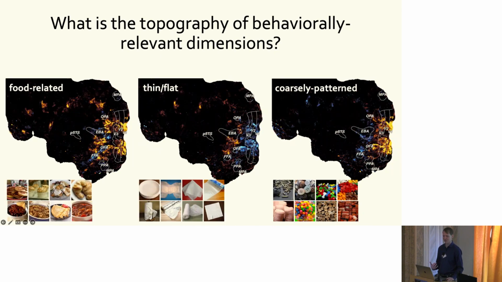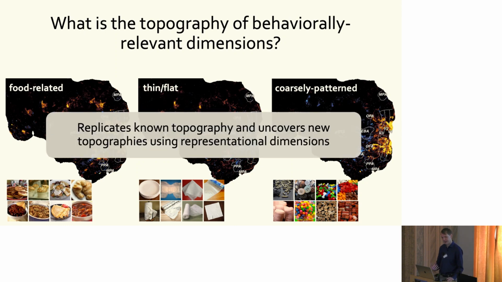But of course, there are other dimensions that haven't been mapped so much before. Food is actually one that has only recently become interesting. And this is just one of the many dimensions we find here. But you also find other kinds of dimensions, like something being thin or flat, or coarsely patterned, that show reproducible patterns across the different participants. And so what this tells you is that there's a lot of information to be gained by moving away from characterizing the visual system purely based on high-level categories, and moving into these types of dimensions. So we're replicating the known topography and integrating this knowledge, but also uncovering new types of topographies using these representational dimensions.